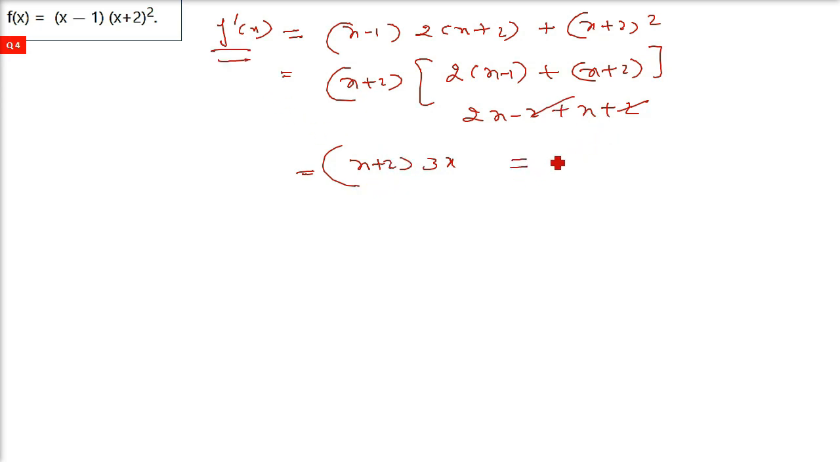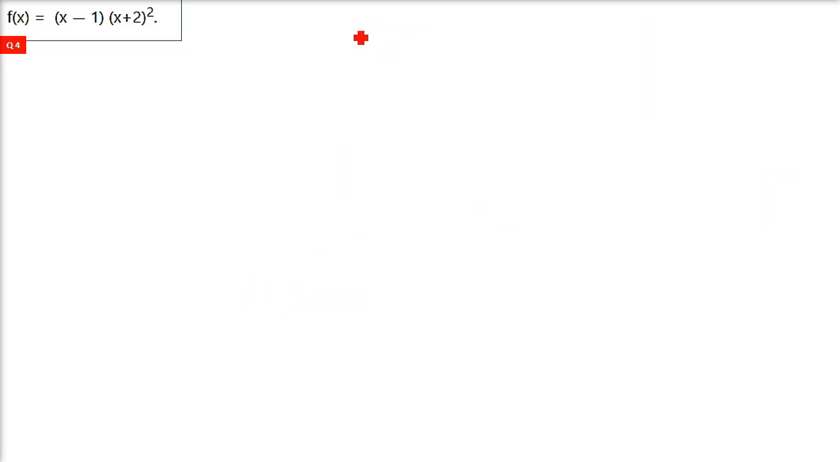So we have to place it as 0 because f dash x is 0. That means the curve is going to cut the x-axis at these points. So x equals minus 2 and x equals 0 are the points of criticality, which are the critical points. So in the real number line, you have to place 0 and minus 2. So you have got 2 points, x equals 0 and x equals minus 2. Now let us mark it here.